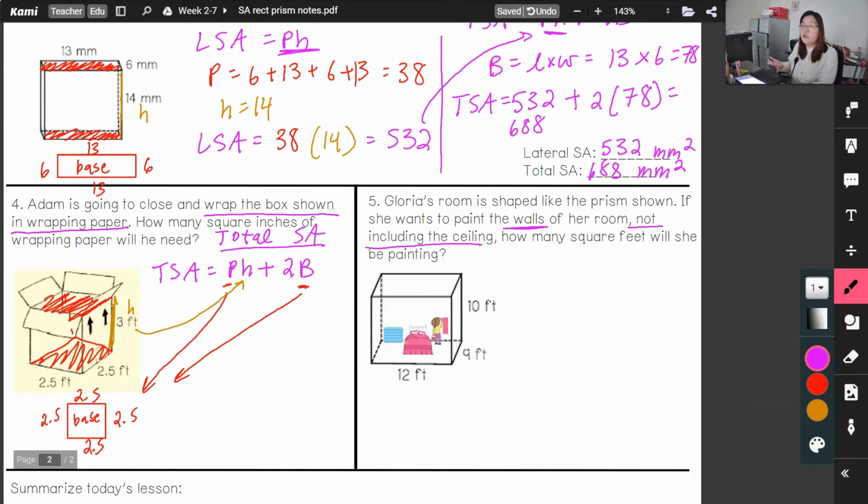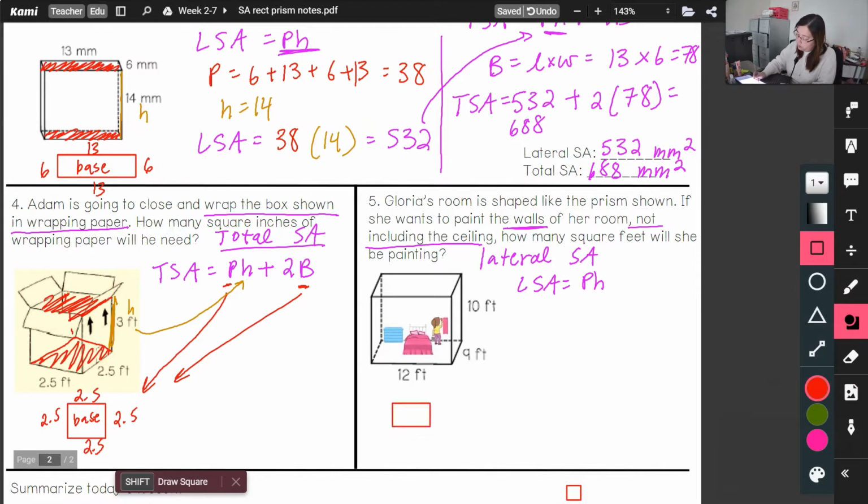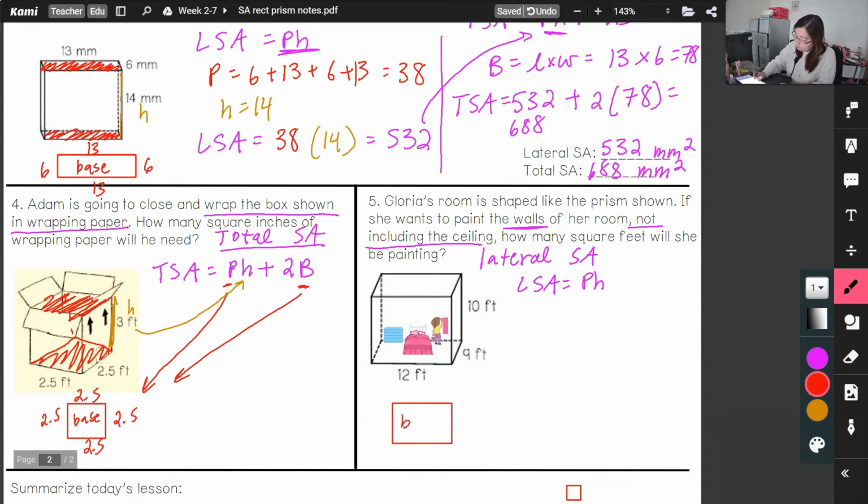Well, just think about it logically. Look around you. If you're painting the walls, you're not painting the top or the bottom, so that is lateral surface area. So the lateral surface area equation is just PH. Let's redraw the base together. Here's the bases, so this looks like 12 by 9. So you can use that to find the perimeter.